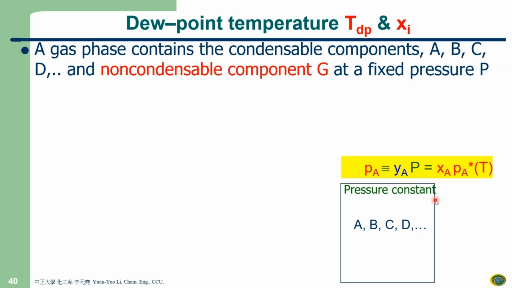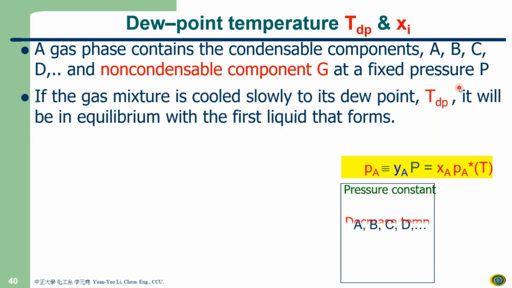You know this. So a gas phase contains the condensable components A, B, C, and so on, and the non-condensable components G, at a fixed pressure P. If the gas mixture is cooled slowly to its dew point, T dp, it will be in equilibrium with the first liquid that forms. So for A, B, C, D here, you decrease the temperature and you get a first droplet. So this is known, and this is unknown. You want to find this out.